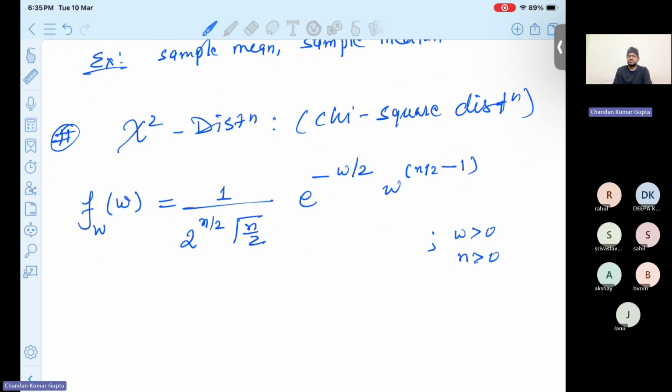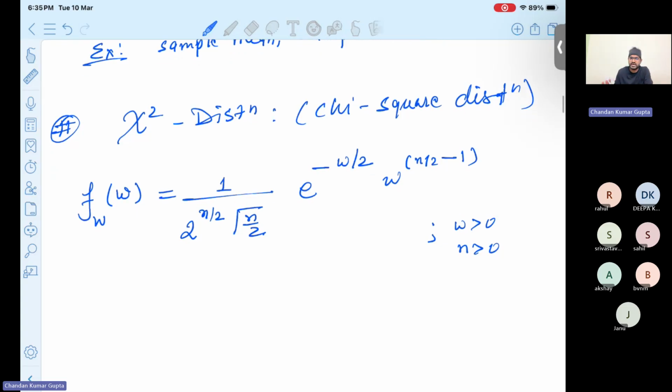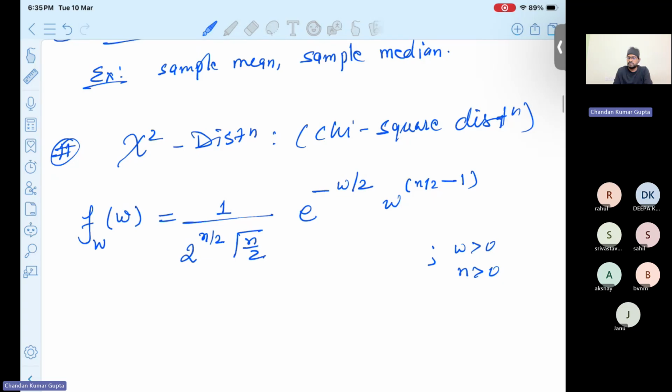So this is the distribution of chi-square. This is the chi-square distribution with n degrees of freedom. Here the parameter is actually n, which is termed as degree of freedom. And since it is a distribution, we need to find the description of the distribution as well, like the mean, variance, skewness, kurtosis, the MGF, etc.